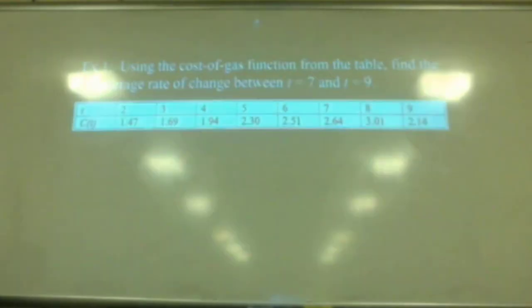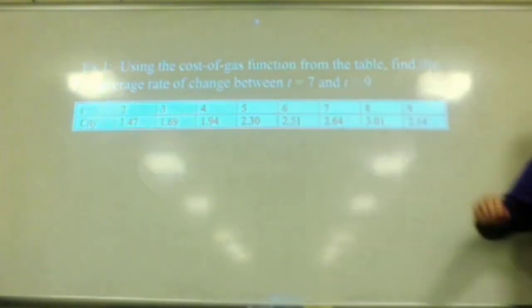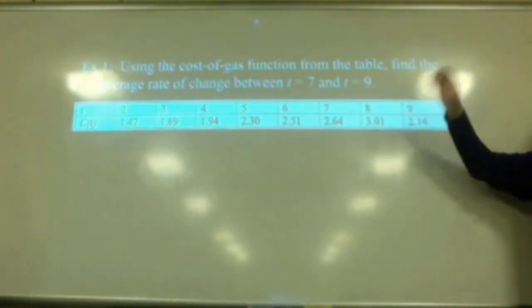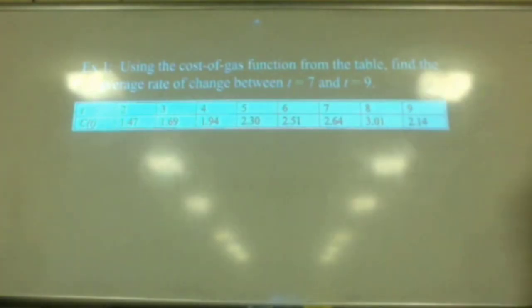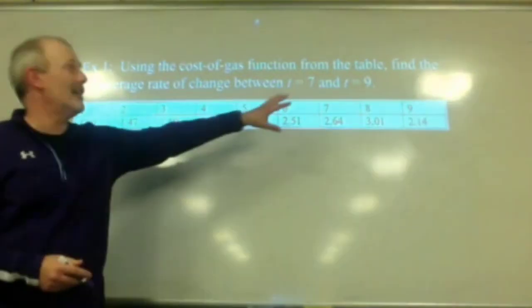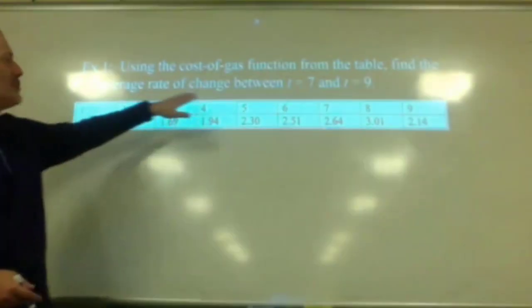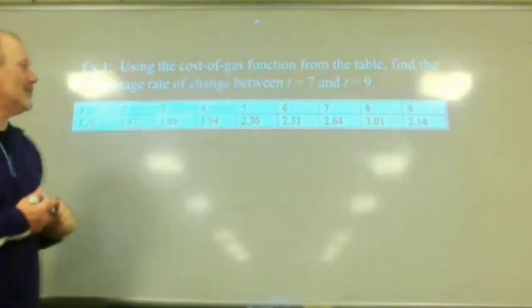So the examples are where we're going to get the most of this. And again, this is slightly different. I changed this a little bit so it fit with our table better. So yours says 2007, 2009. I just changed it to t is 7 and t is 9. But let's take a look. So using the cost of gas function right here, this is cost of gas per gallon in different years. Find the average rate of change between t equals 7 and t equals 9.